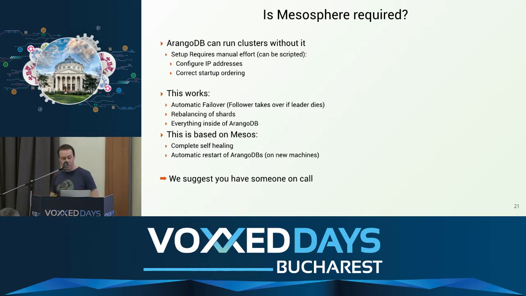What we only do with Mesos is a complete self-healing. So we do not figure out, oh, there is some other server running somewhere, and just install ArangoDB on it to connect it to our cluster because one machine went away. This does Mesos. And it also automatically restarts the ArangoDB whenever there have to be new machines added to the cluster. And if you do not use something like Mesosphere or Kubernetes, which is an alternative, we suggest that you have someone on call during night whenever there is a server down, so that you could fire up a new one just in case.